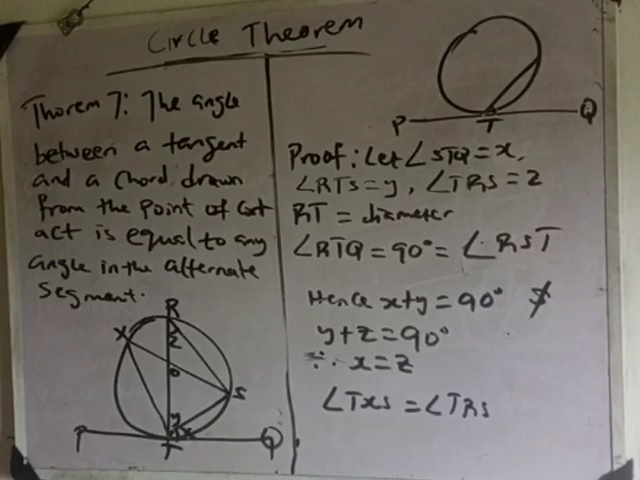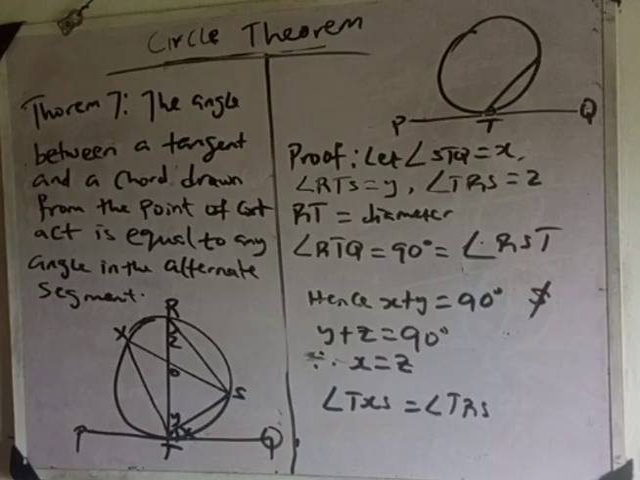Before I go on to solving exercises, I want to just get done with this theorem 7. Is that okay? I hope you understood the last class, the 5th and the 6th theorems. If you don't, it will be very helpful that you go back to the videos again and see what it's saying. Okay, so theorem 7 says that the angle between a tangent and a chord drawn from the point of contact is equal to the angle in the alternate segment.